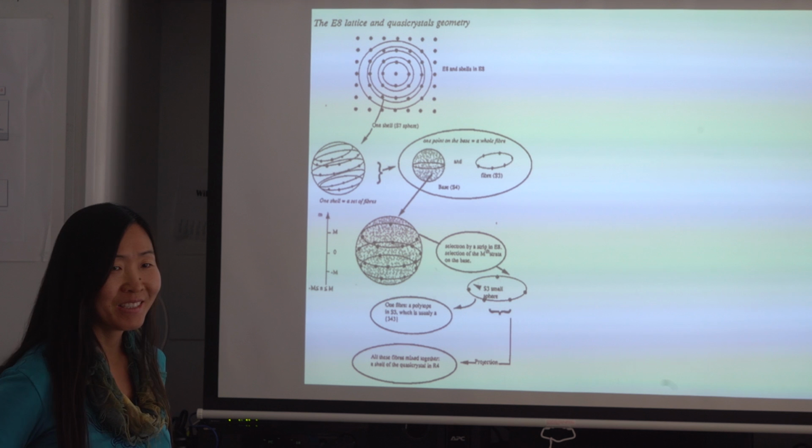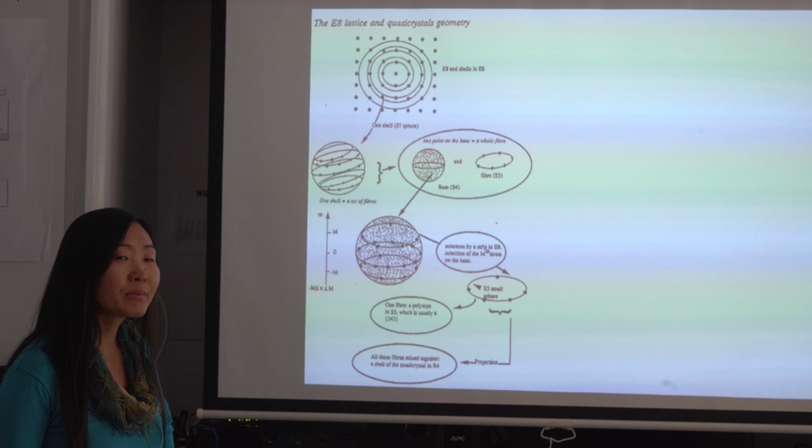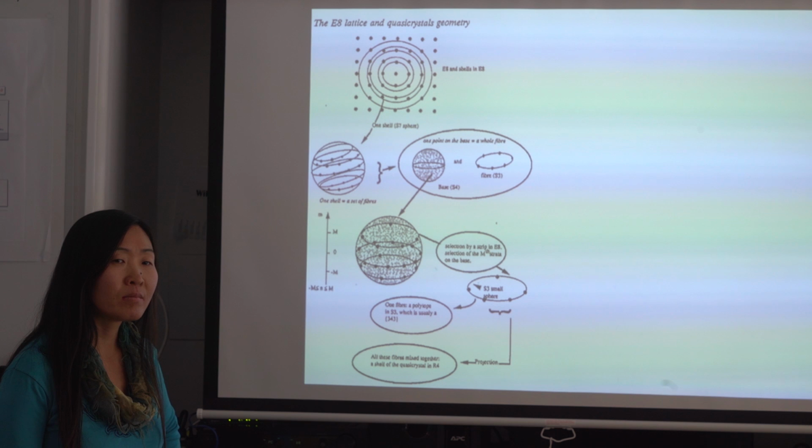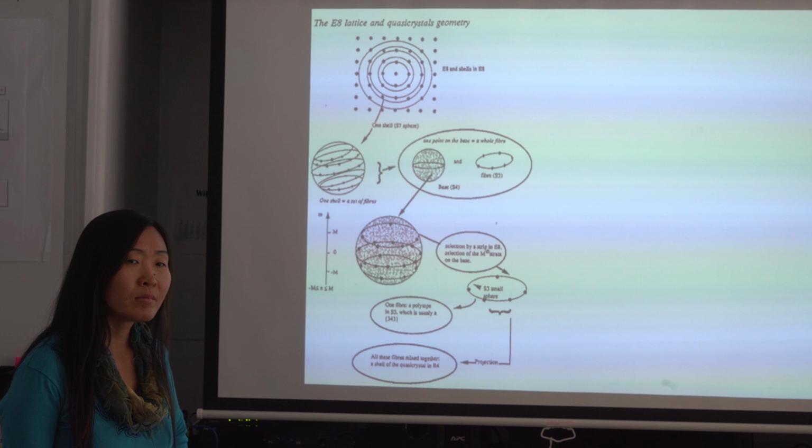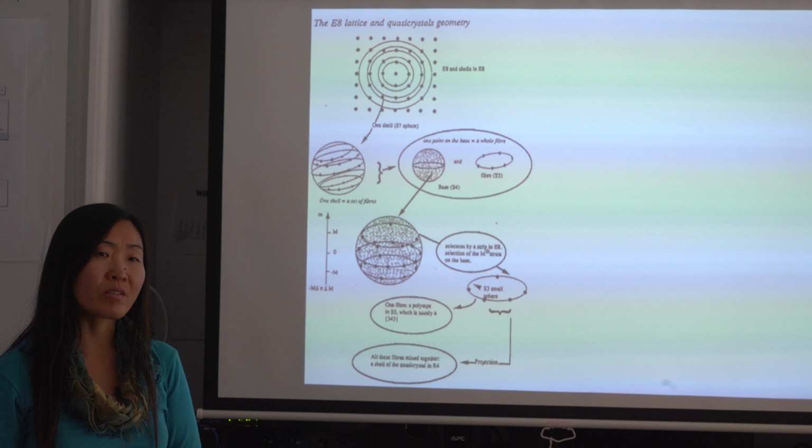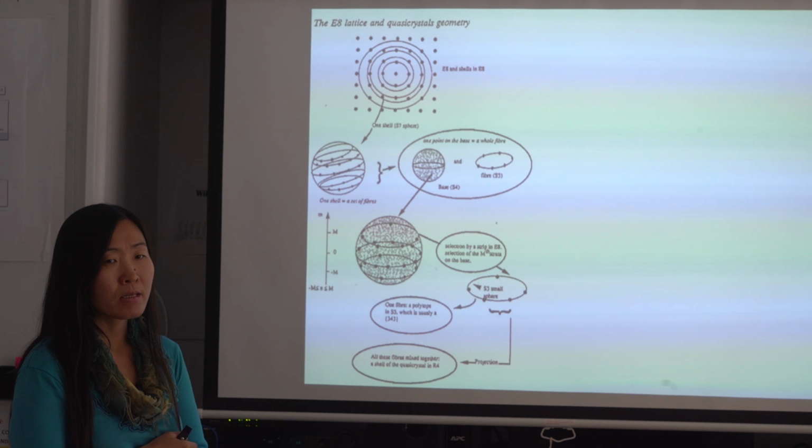So you start with the E8, and you take one of those shells as an S7, and the points lying in that S7 are arranged in such a way that they're split into little three spheres. Fibers? Yeah, the three sphere is a fiber. Each fiber is an S3.